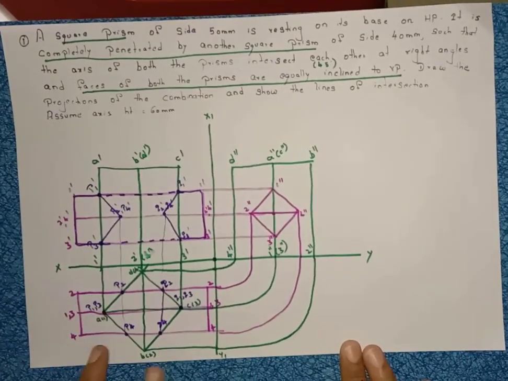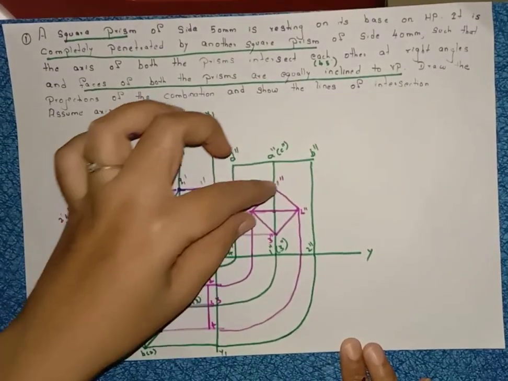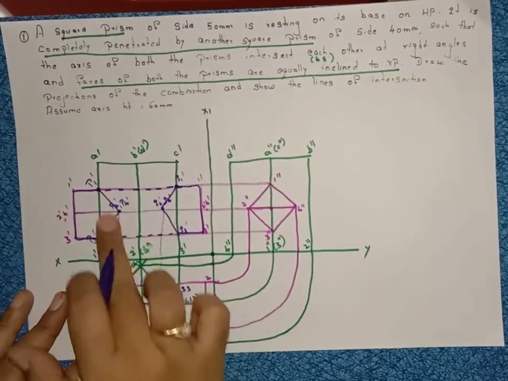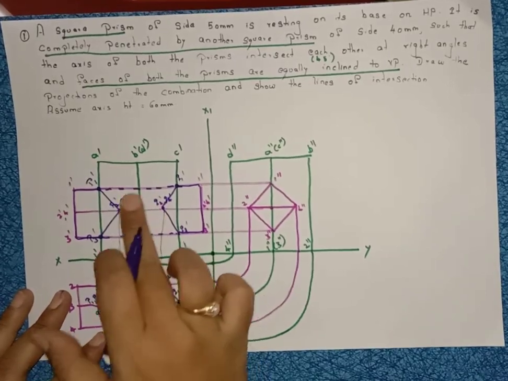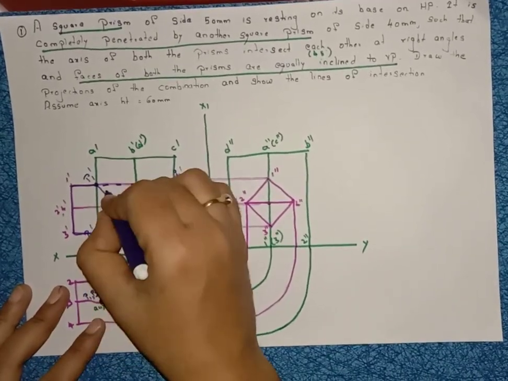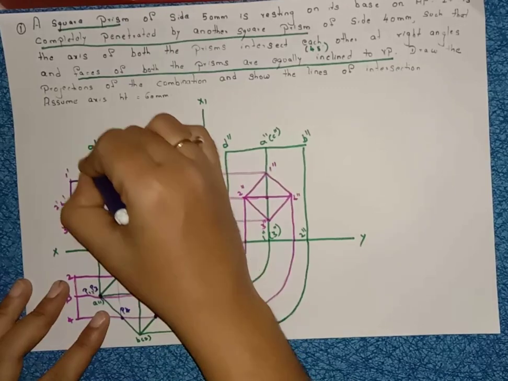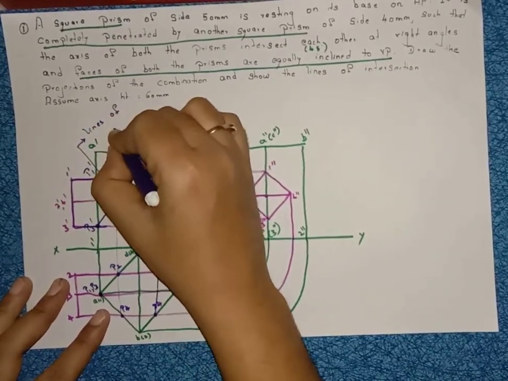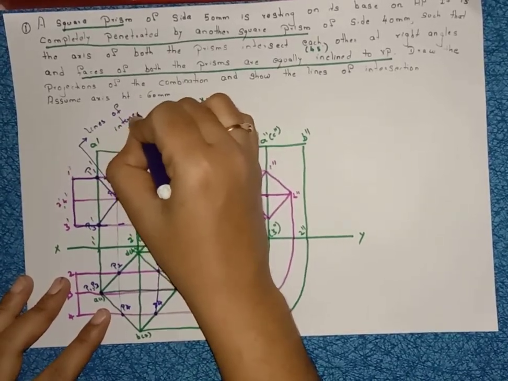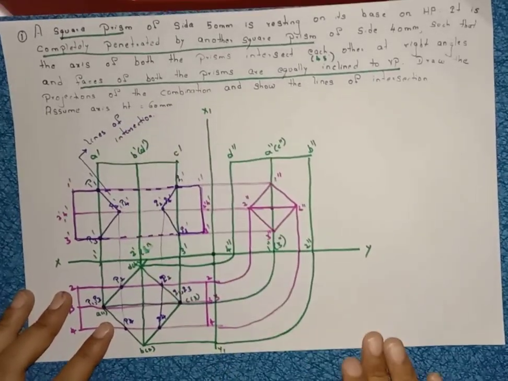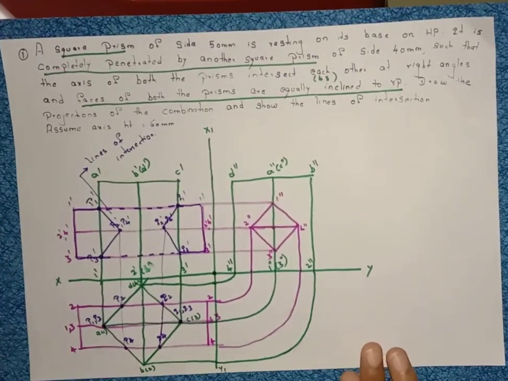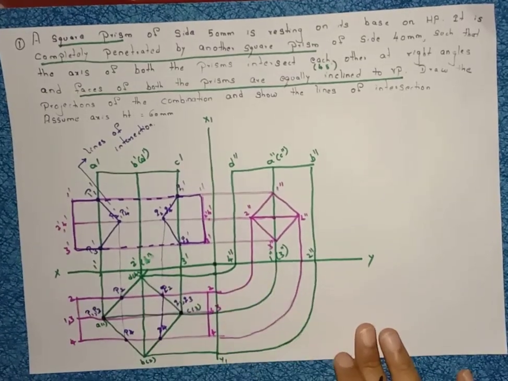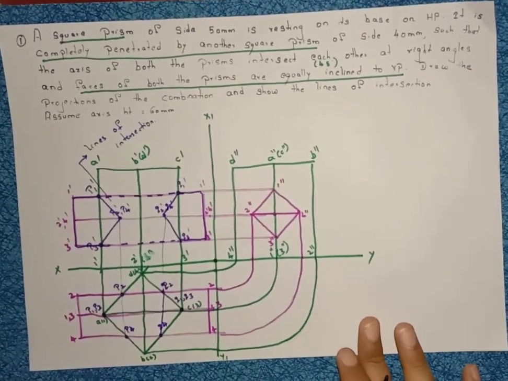After completion, mark the dimensions properly. This is 50, this is 40, axis height is 60, and this part is called the lines of intersection. You have to mention it here. After drawing this, draw an arrow mark and write down here: lines of intersection. So this is your first problem. The first problem is nothing but intersecting a prism with a prism. We are intersecting one square prism into another square prism. So this is the solution for this first problem.